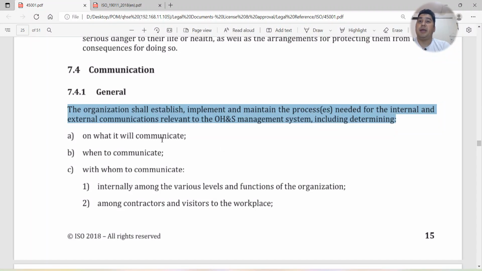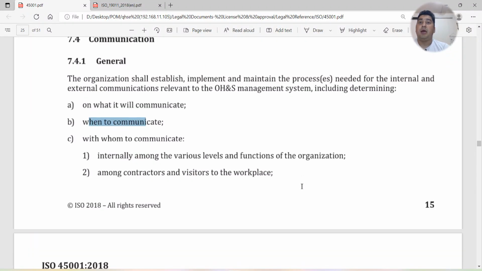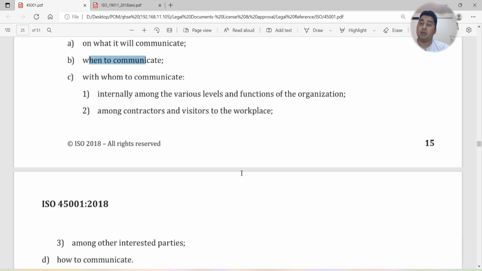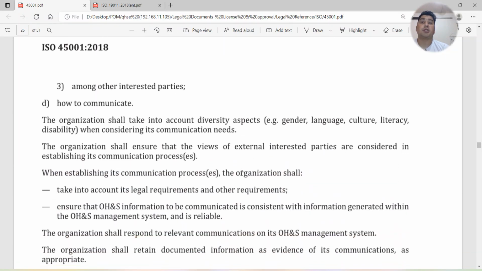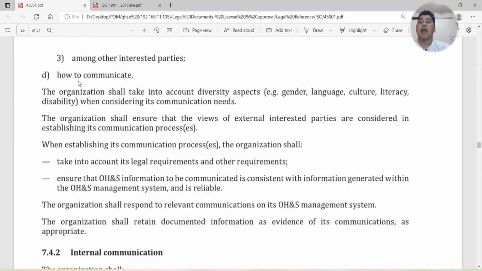On what it will be communicated. When you are making the process SOP, you need to mention what will be communicated, when you're going to communicate, and with whom to communicate. Internally among the various levels and function of the organizations when you are communicating with internal people, and externally when you are communicating with the contractors, visitors to the workplace, and among other interested parties. And how you're going to communicate. Maybe you're going to communicate through the notice board, through the TBT, through the email, through the policies, through the salary slip. How you're going to communicate, that you need to mention.